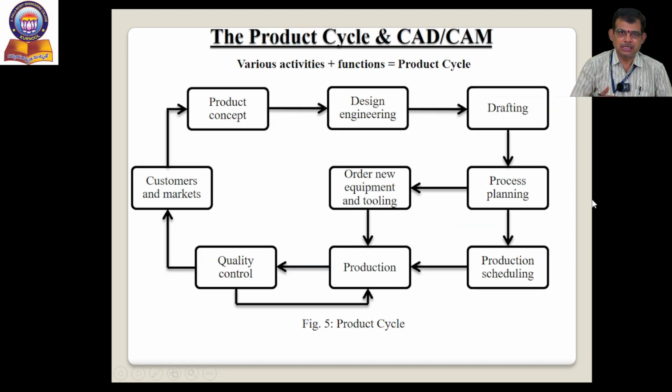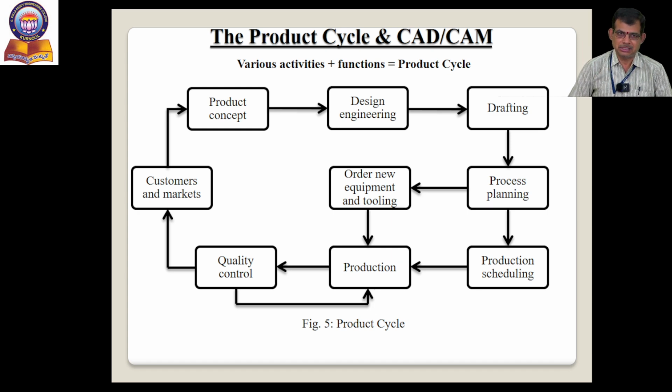When you see the product life cycle and CAD/CAM, the various activities plus functions, that is the complete product cycle. It starts from the design of the component and manufacturing of the component, attracting the customer, putting it on the customer side, and sales up to a certain level. After you give good advertisement and so on, it will reach its peak, and thereafter it automatically decreases.